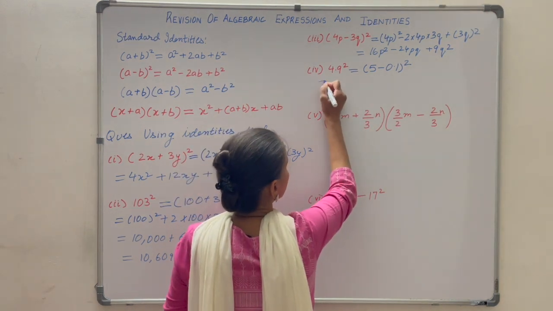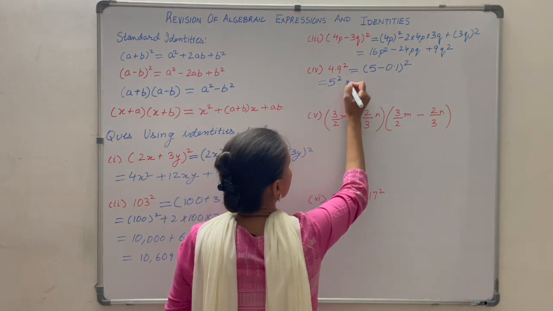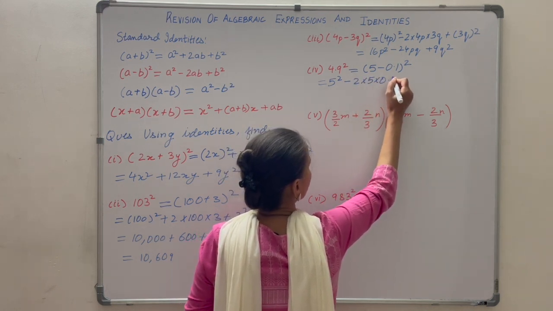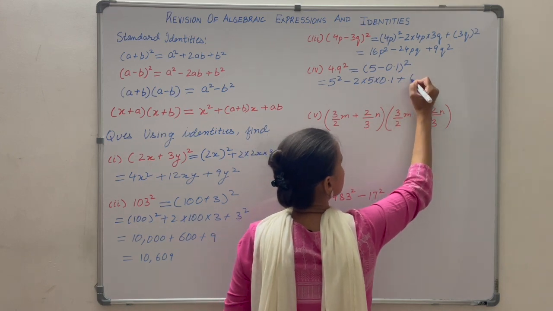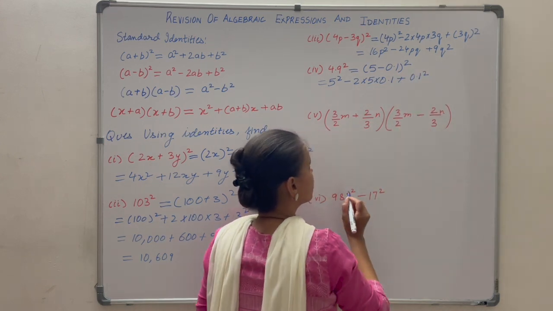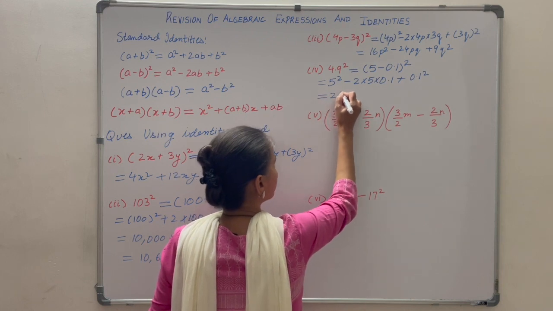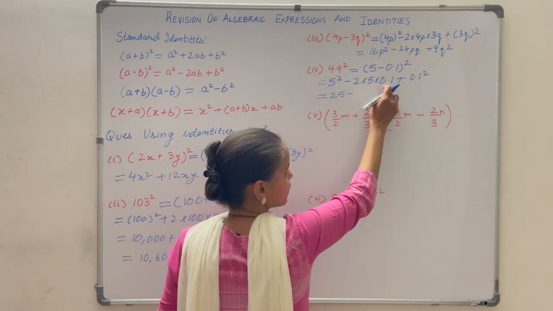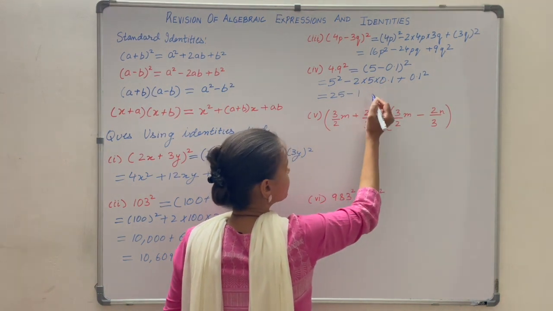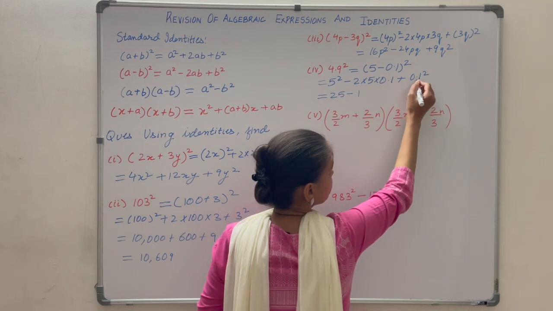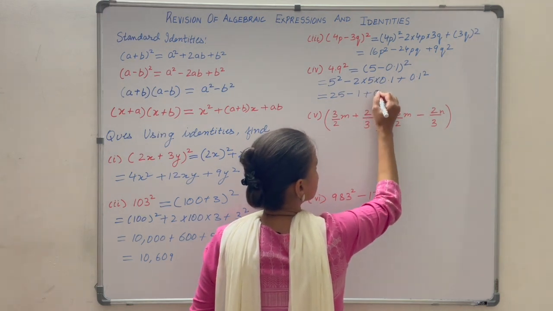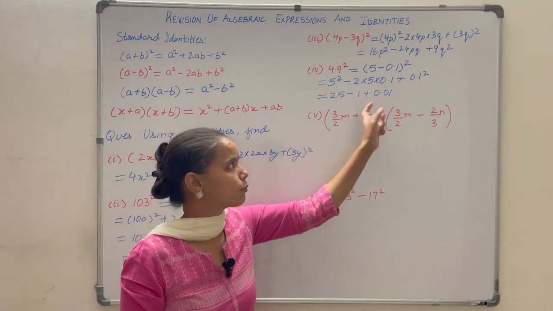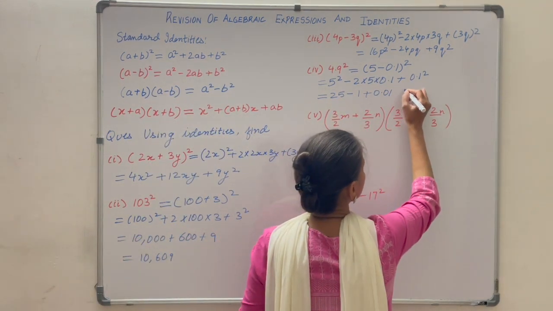So here you have to write down 5 square minus 2 into 5 into 0.1 plus (0.1) whole square. So 5 square is 25 minus 5 into 2 is 10. 10 into 0.1 is 1. So you get 1 here, (0.1) whole square, that is plus 0.01. So 25 minus 1 is 24. 24 plus 0.01 is 24.01.